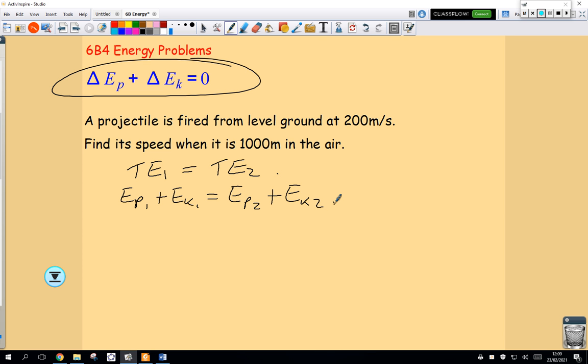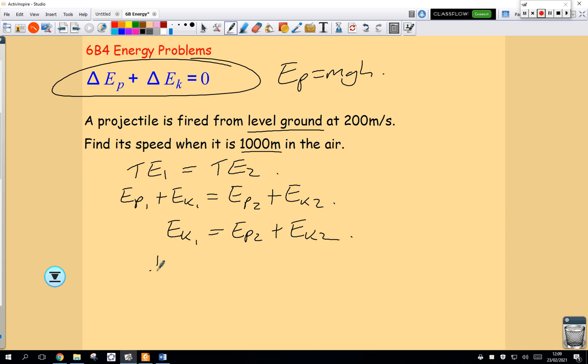So first of all, it's fired from level ground. That means its height initially is 0, which means initially all of its energy is kinetic, because potential energy is defined as being mgh. The height is 0, potential energy is 0, so all of its energy is kinetic at position 1. At position 2, it's going to have potential energy because it's going to be 1,000 meters in the air, and maybe it'll have kinetic energy depending on whether or not its speed will be 0.